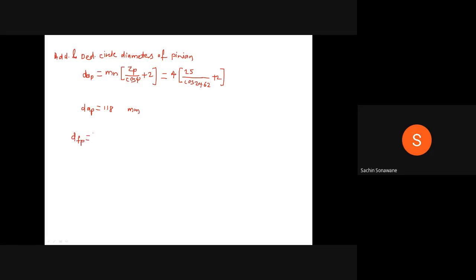DF of P. What is the formula? Mn into bracket ZP upon cos psi minus 2.5, which is equal to 4 into bracket 20 upon cos of 24.62 minus 2.5. What is the answer? 100. Yes, correct.